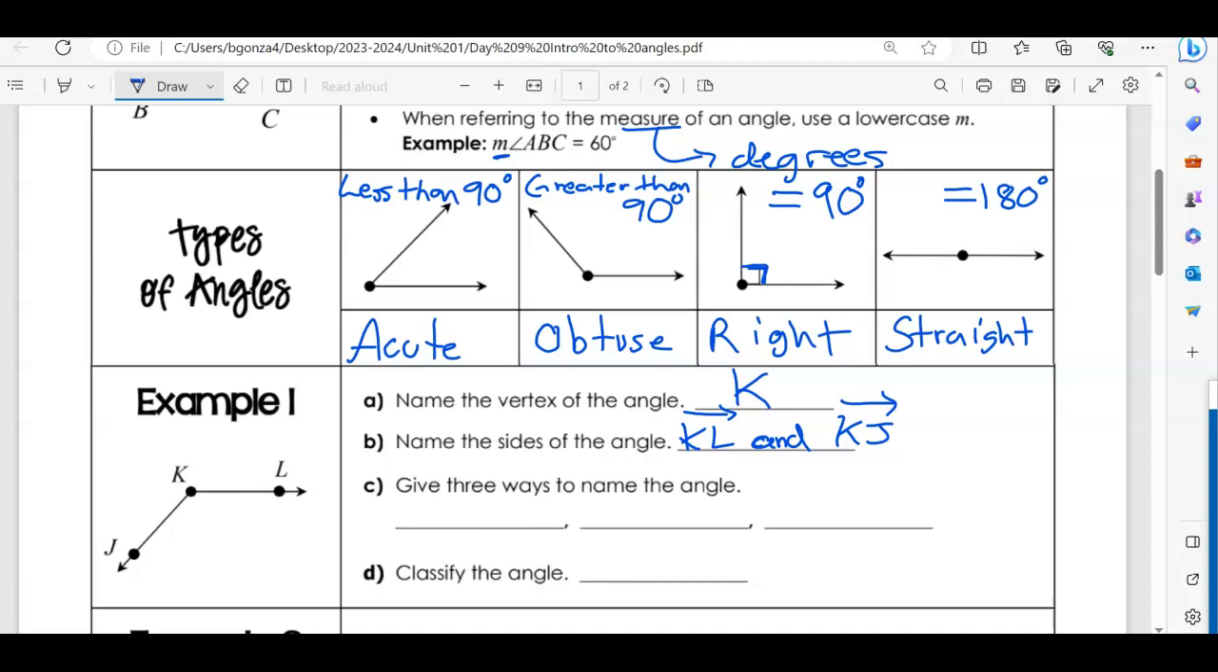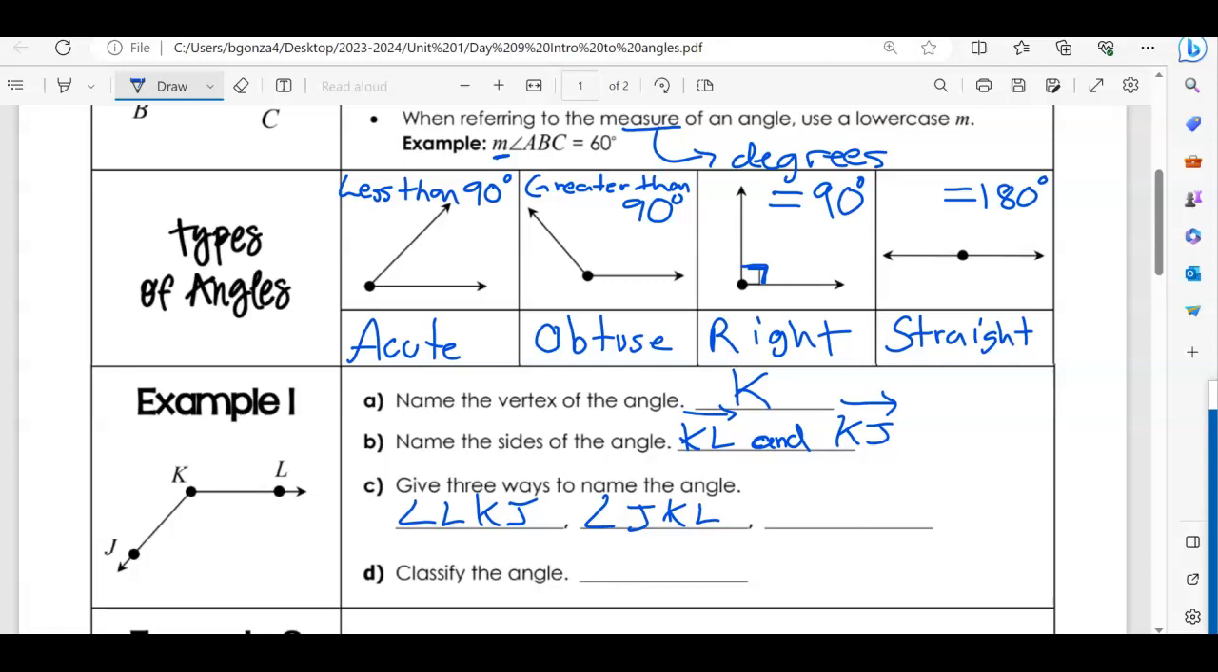Heads up, please. Now, those are your two rays. Those are called the sides. Now, how can we name this one angle? What's one way we can name this angle? What three letters make that angle? Okay, L to K to J works. You can also do it backwards. So, angle JKL.